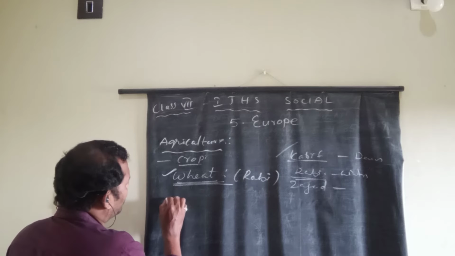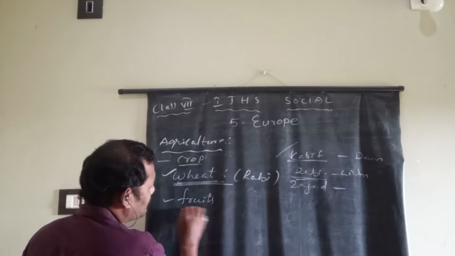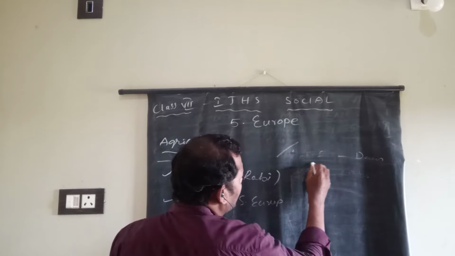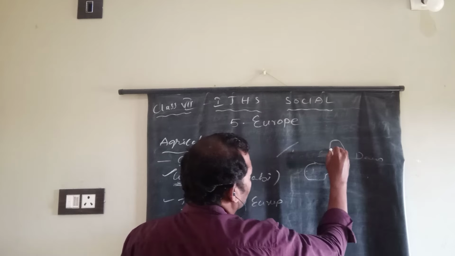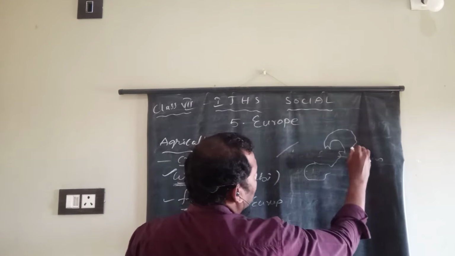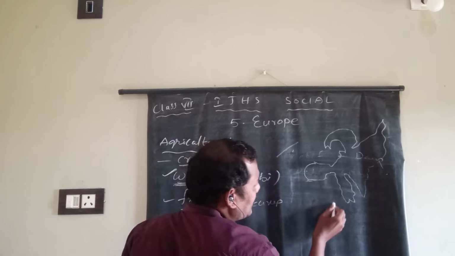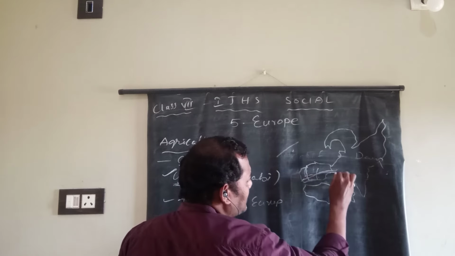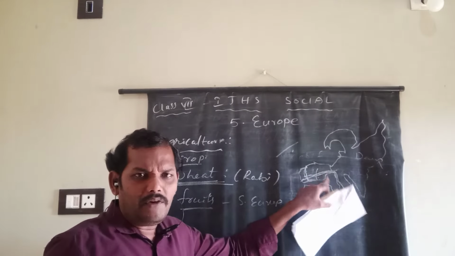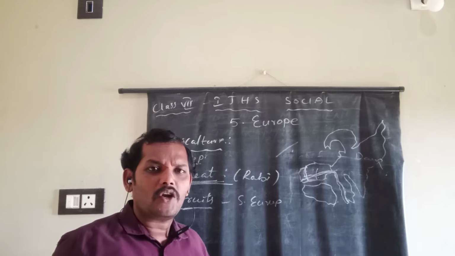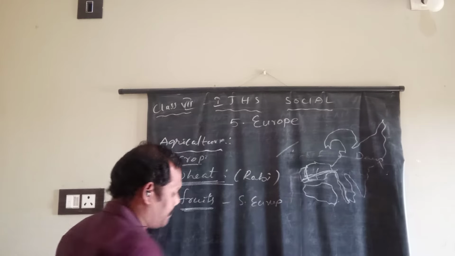The Southern Europe people are interested in fruits. Already we discussed this point. Why? Because Southern Europe, the European countries, is by the Mediterranean Sea. These Southern European countries, Portugal, Spain, France, Italy, are totally on the coast of the Mediterranean Sea. Already we discussed, the Mediterranean Sea is famous for growing what? Fruits. So the Southern European people grow fruits. Fruits are one of the important crops in Southern Europe.